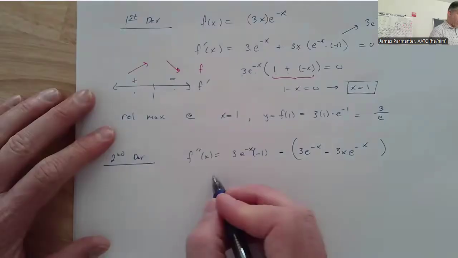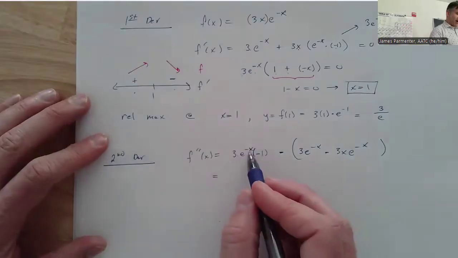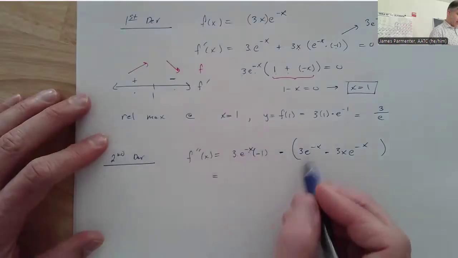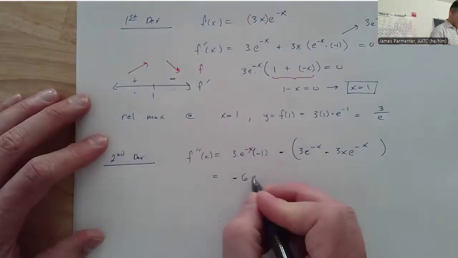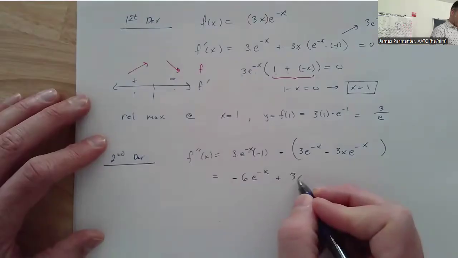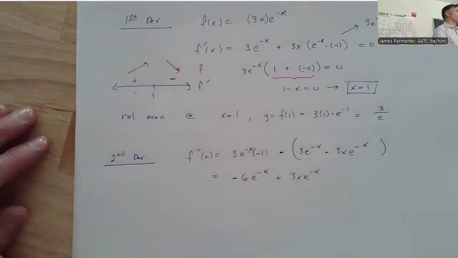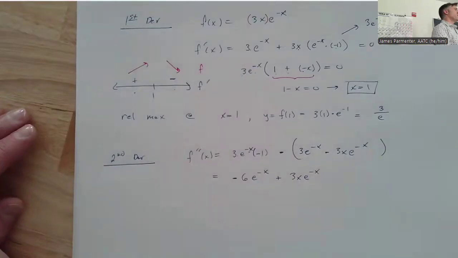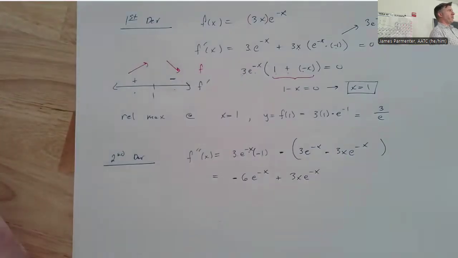So putting it all together, I have a negative 3e^(-x) minus 3e^(-x), so a minus 6e^(-x). Minus the minus is plus 3x e^(-x). This happens a lot when you have a product rule with an e to the x or an e to the something: when you take the second derivative, part of your second derivative ends up being the first derivative you already took. So you kind of reuse the work you've already done.